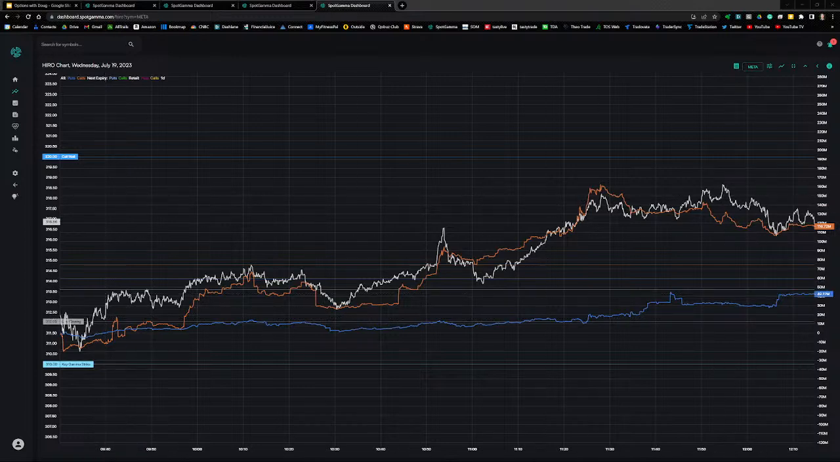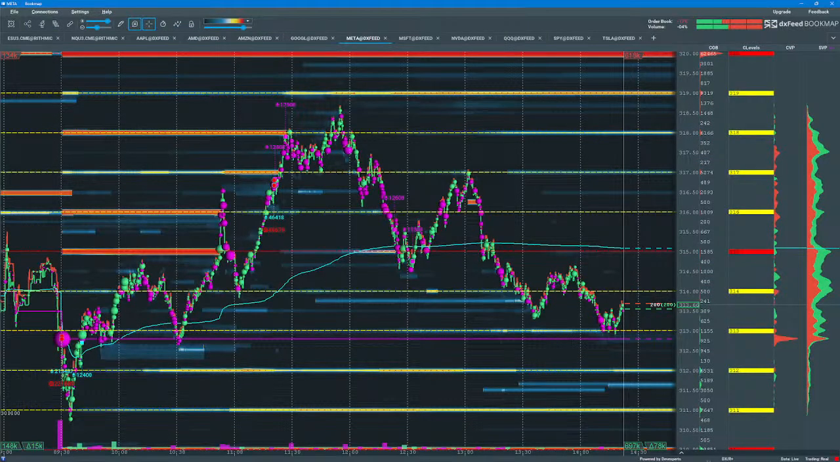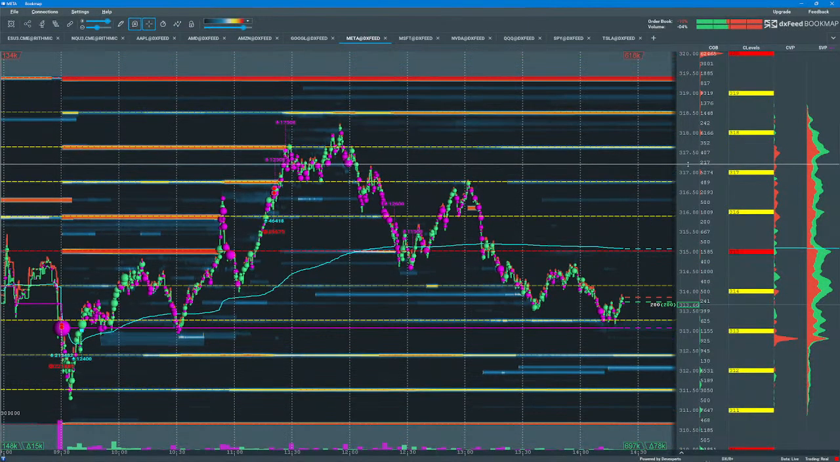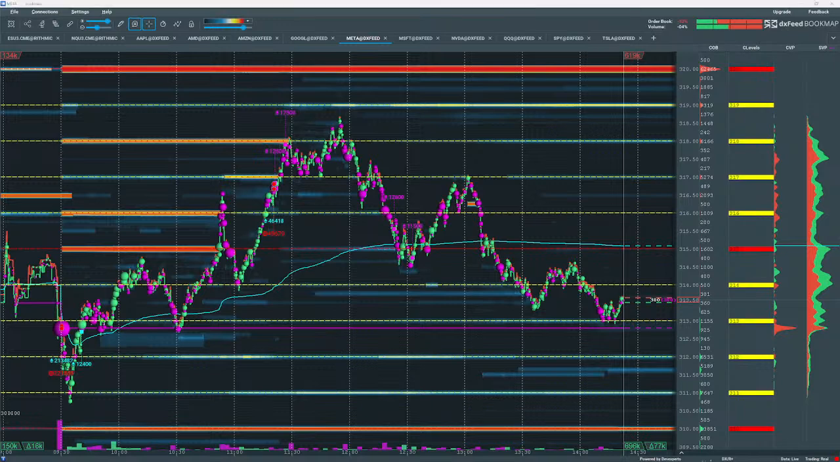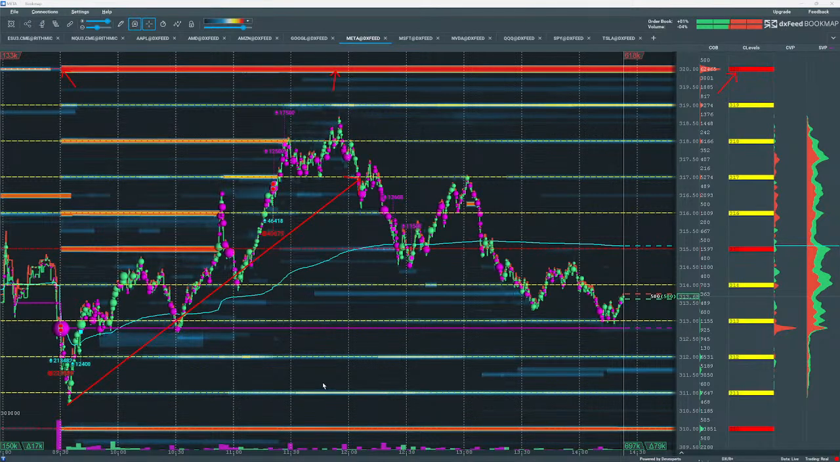Let's go take a look at Bookmap. So call wall up above. Potential target if price moves back up. That's right here. Note all the liquidity in the order book that came in at the cash open. Steady uptrend up until about noon, as traders continue to buy calls.